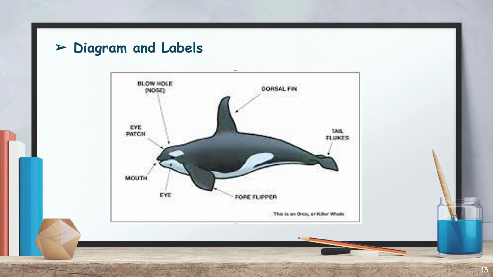As you can see, the diagram here has, of course, a lot of labels. We have here eye, pointing to the eye. We have the mouth, eye patch, blowhole. When we say blowhole, it is considered as their nose. So yes, it is here. And then we have the dorsal fin, tail flukes, and the foreflipper. So these are considered as the labels inside a diagram.